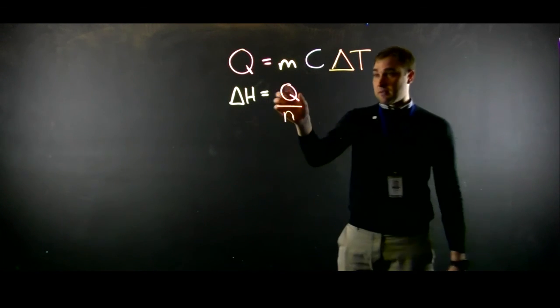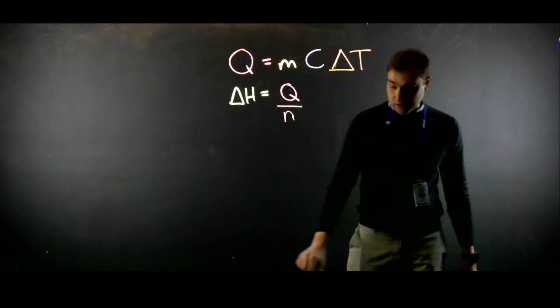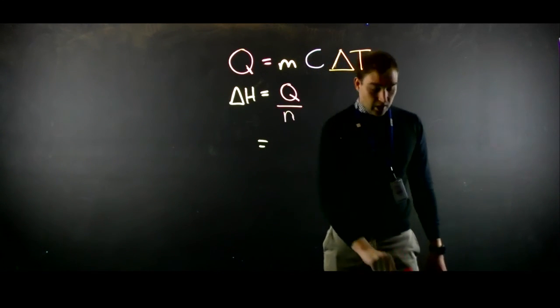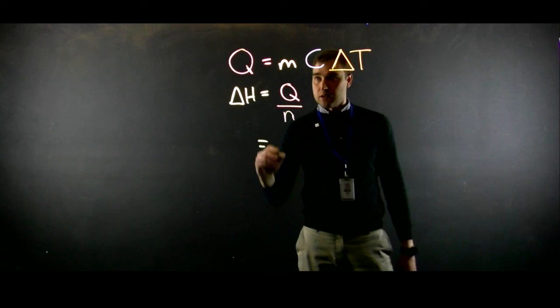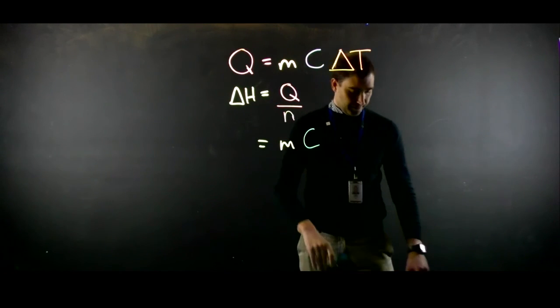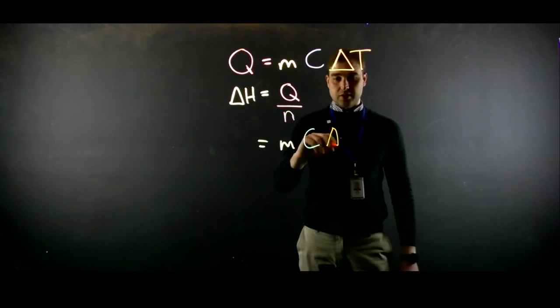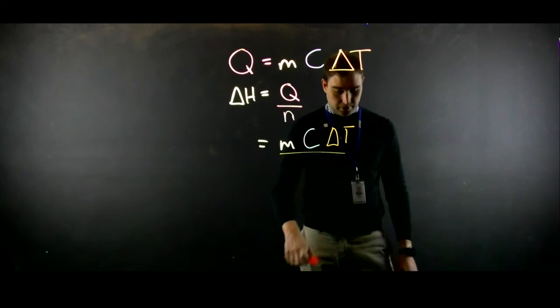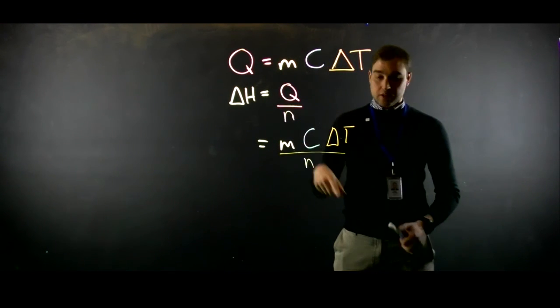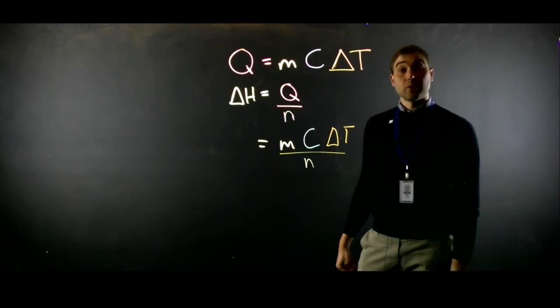And we can see, since Q substitutes in here, delta H is equal to my mass times the specific heat of water times the change in temperature, and that's divided by the number of moles. So we can substitute Q into this equation to see these terms. Let's have a look at what these terms mean.